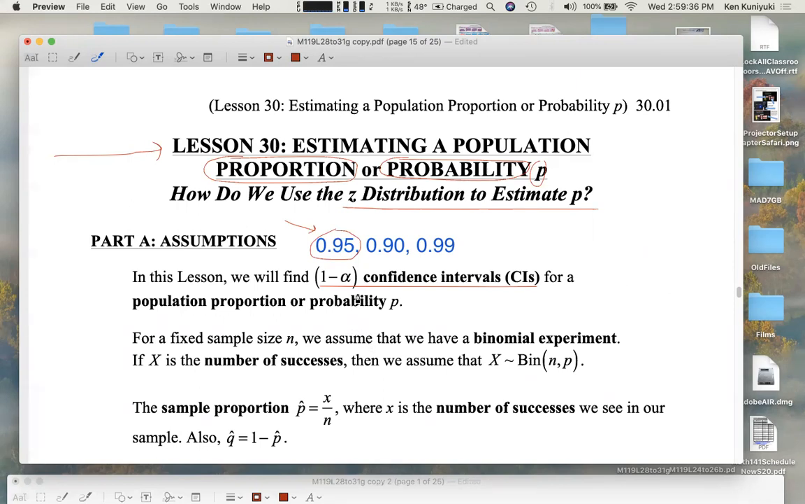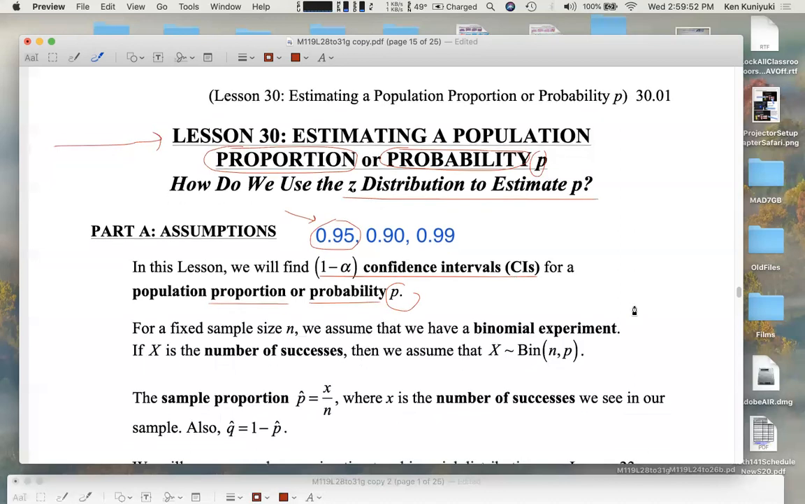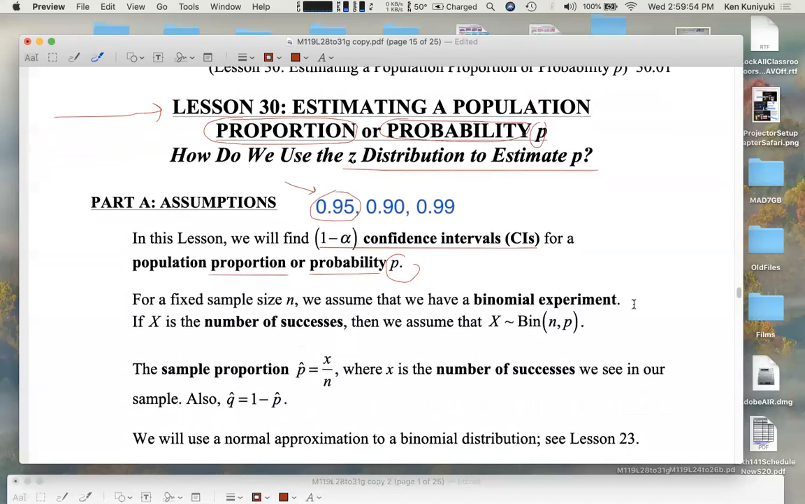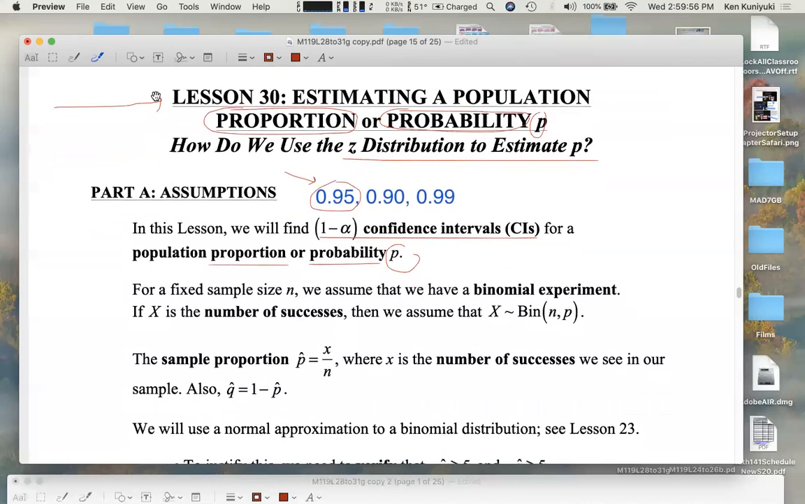In lesson 30, we're going to find 1 minus alpha confidence intervals, CIs, for P, a population proportion, like if you're a politician who cares about polls, and they all do, or probabilities, where you might be a gambler or a magician. Okay, so let's do a simple example of a probability.